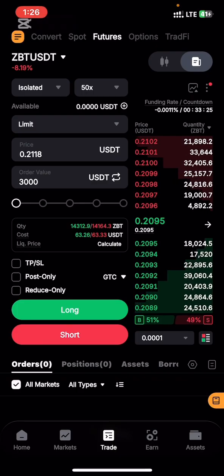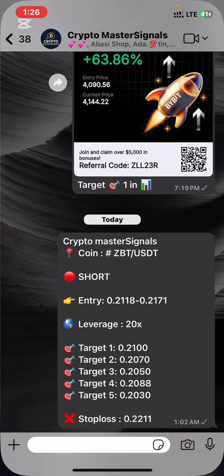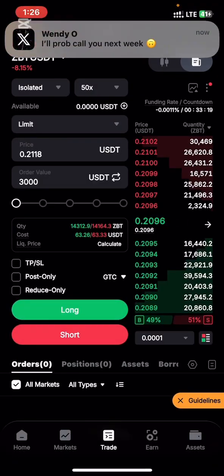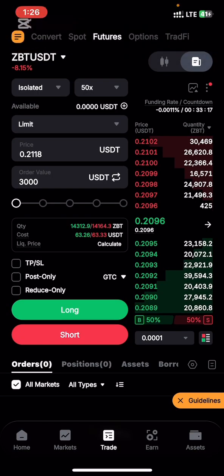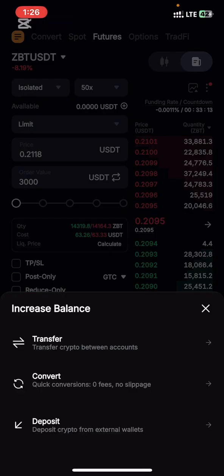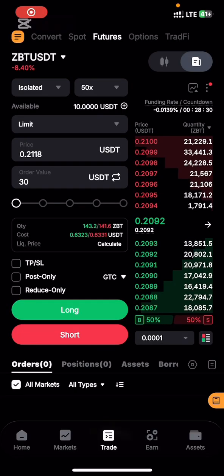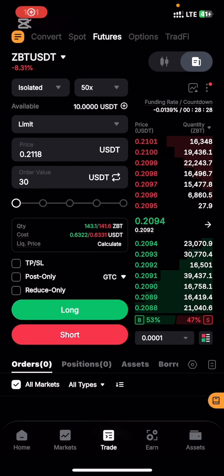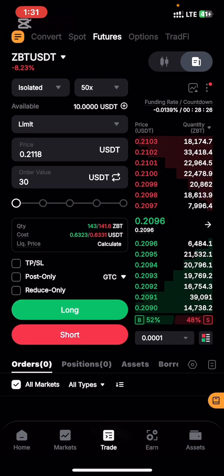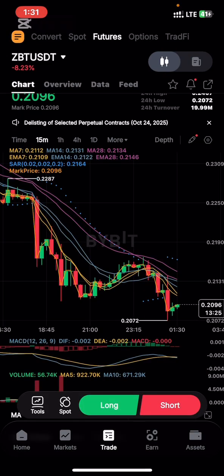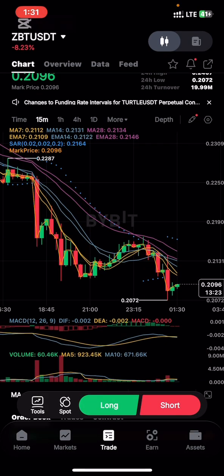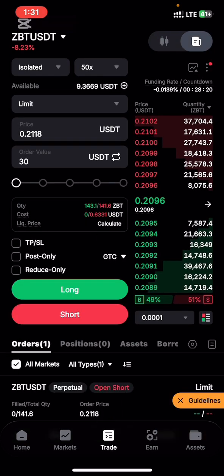Now you just have to press the long or the short, but the signal said we should go on short, so we are hitting the short button. Hit the short button to enter the market. Let's see the price again. Okay, short.